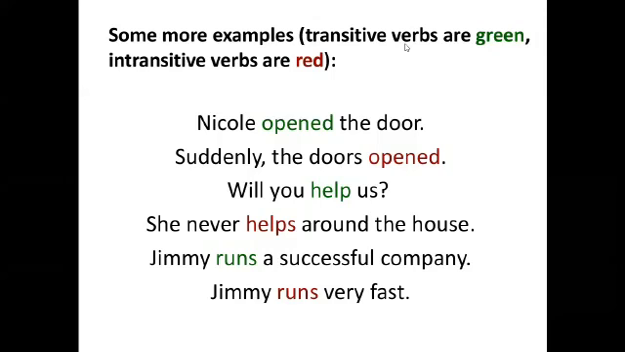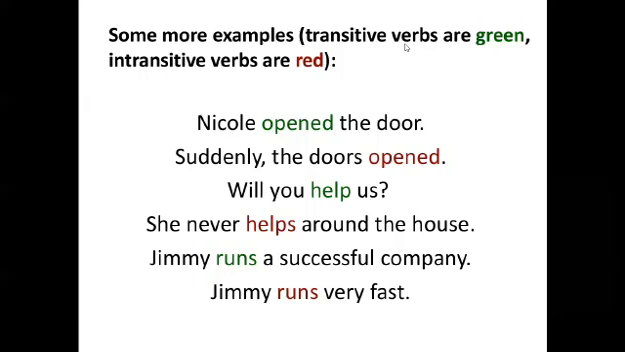I ran yesterday. Okay, Jimmy runs means he runs, so that is the other meaning. But I want to say that he runs a company, a successful company. So to say that, I have to add a direct object. Now, if you can see down over there, Jimmy runs very fast. Okay, so here is a very easy example. Jimmy runs very fast. So this is intransitive. We don't need any kind of direct object here.